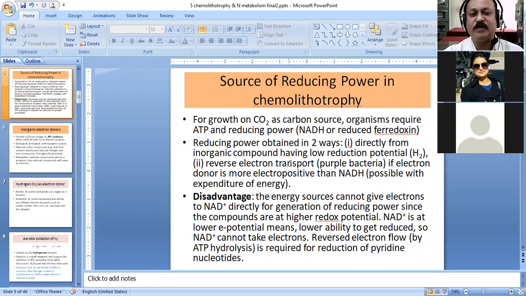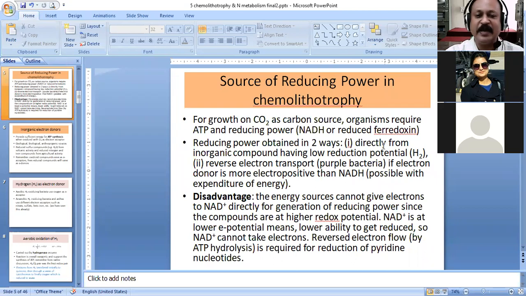Why? Because they are going to use carbon dioxide as a carbon source, and this carbon must be assimilated into the different molecules in the cell, that is the biomolecules. For that assimilatory purpose, the organisms require energy in the form of ATP, and they also require the reducing power, NADH. This reducing power can be obtained in two different ways.